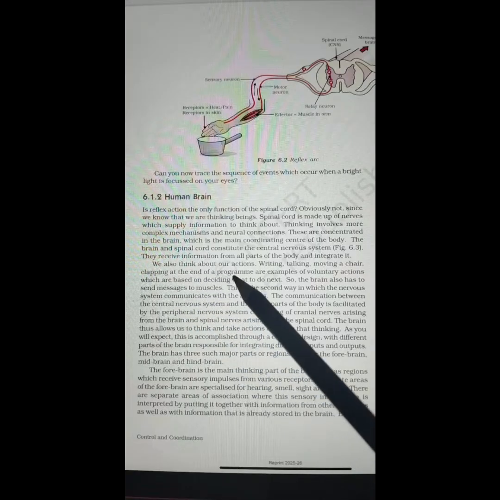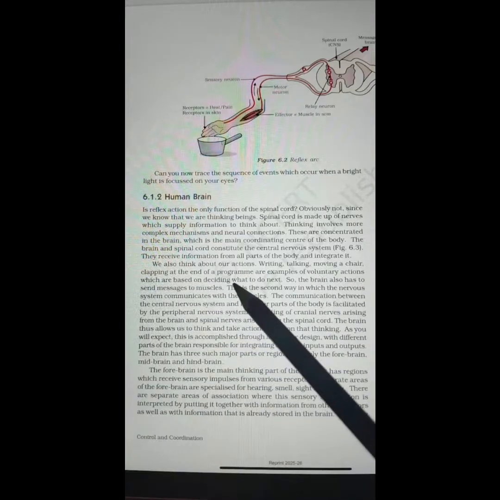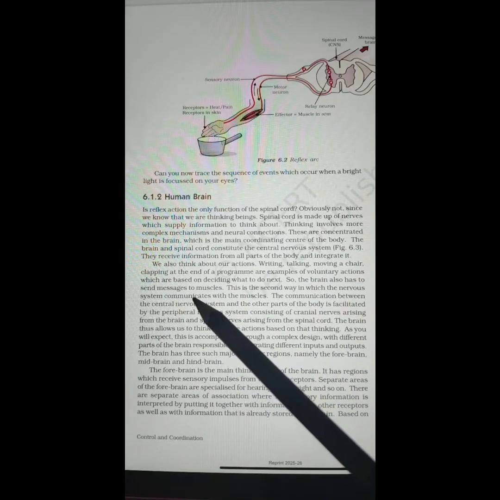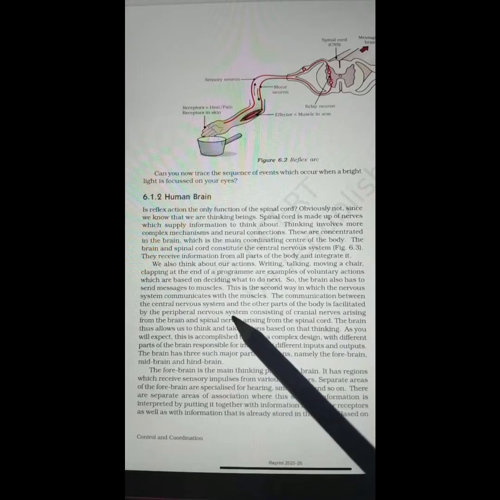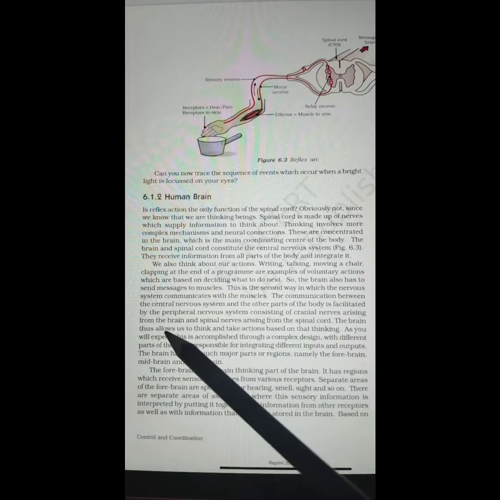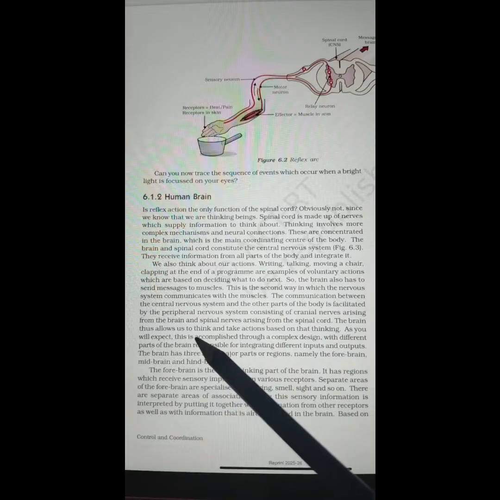We also think about our actions. Writing, talking, moving a chair, clapping at the end of a program are examples of all the voluntary actions which are based on deciding what to do next. So the brain also has to send messages to the muscles. This is the second way in which the nervous system communicates with the muscles. The communication between the central nervous system and the other parts of the body is facilitated by the peripheral nervous system, consisting of cranial nerves arising from the brain and spinal nerves arising from the spinal cord. The brain thus allows us to think and take actions based on that thinking.